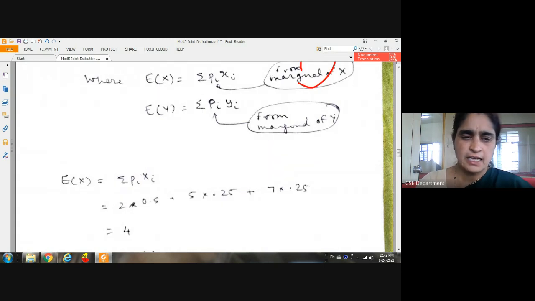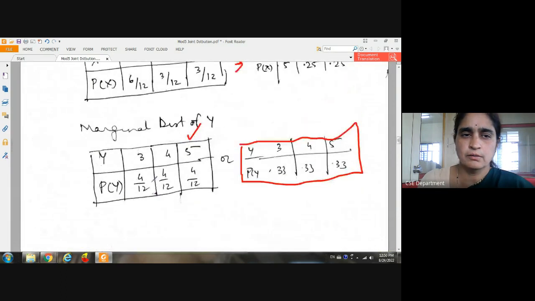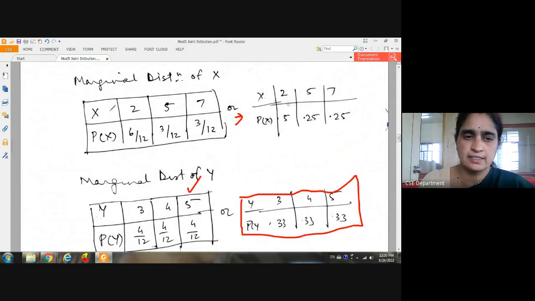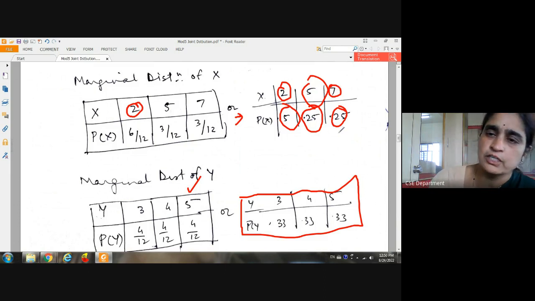Expectation of x, so pi into xi. Go to the xi, pi into xi. This is value 2 into 0.5 plus 5 into 0.25, that is same as 1 by 4, plus 7 into 0.25. These three terms you have to add. X value into its probability plus next x value into its probability plus next x value into its probability. If you add, expectation x comes.